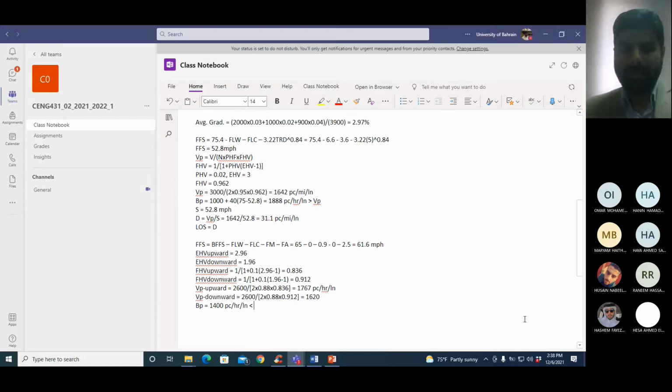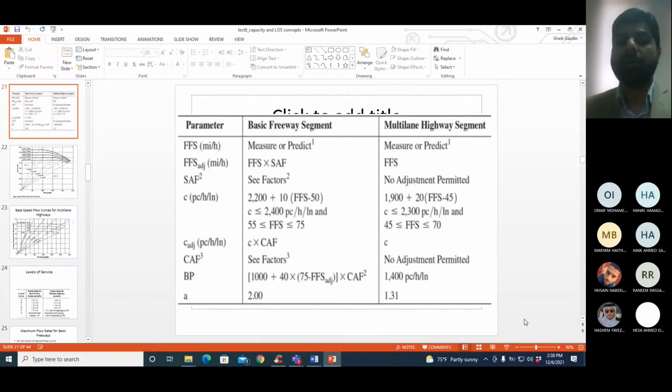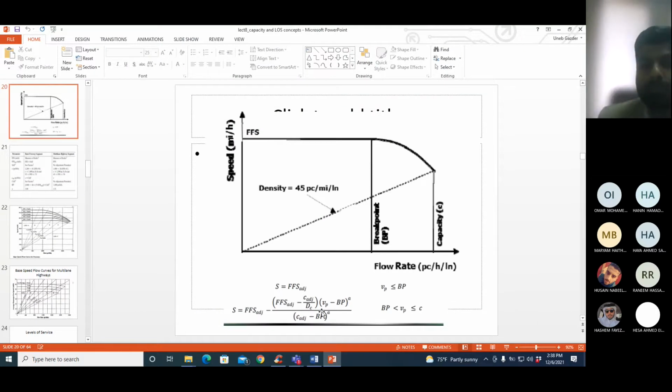Now this is less than VP of both directions, right? So for both directions, I have to calculate the value of S. I cannot assume that S equals free flow speed, because in both directions BP is less than VP. So I'm in this condition for both directions. This is the equation we are going to use, and again, no adjustment conditions are mentioned. So I will just assume that whatever FFS I calculated is the FFS adjusted. It is a multi-lane highway, so no adjustment is required.